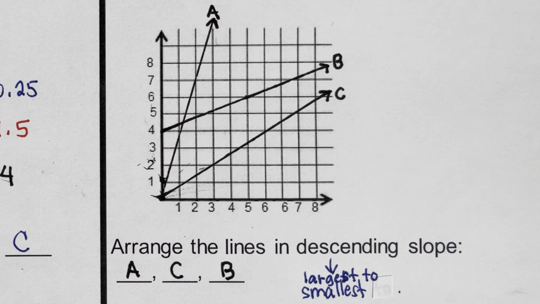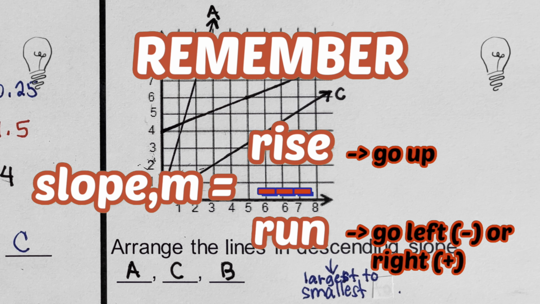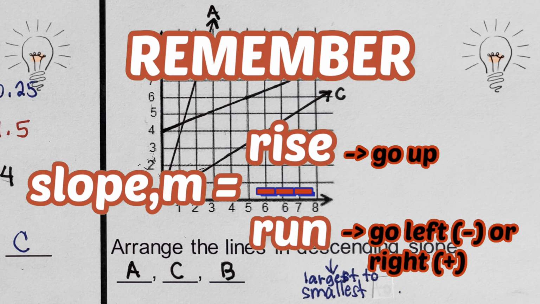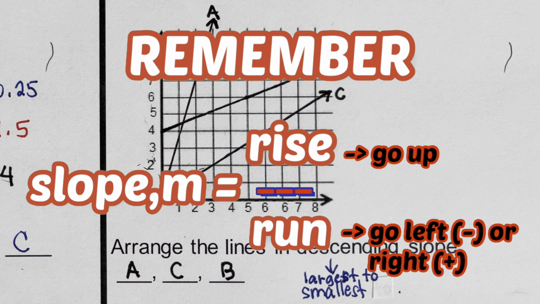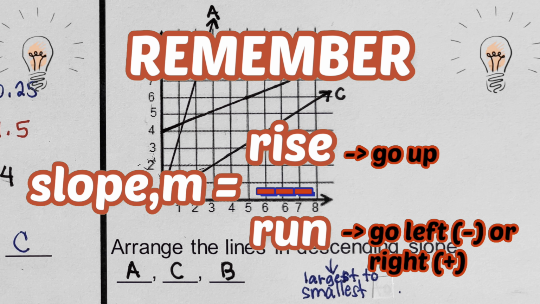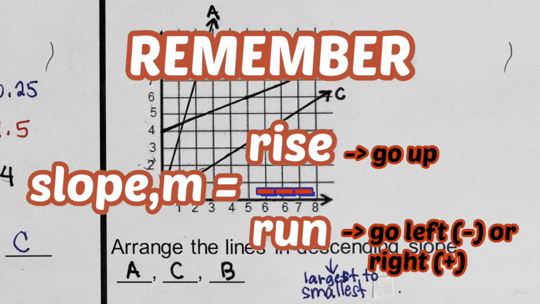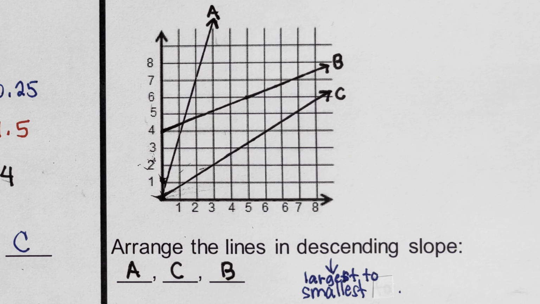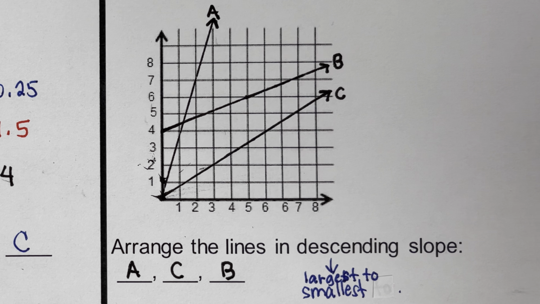But let's show this answer quantitatively. Now we remember that the formula for slope, which is represented as the letter M, is rise over run. When we say rise, this means that we go up. And when we say run, this means that we go either to the left or to the right. If we go to the left, we take the negative value. And if we go to the right, we take the value as positive. So then we can go ahead and write the formula for the slope here.